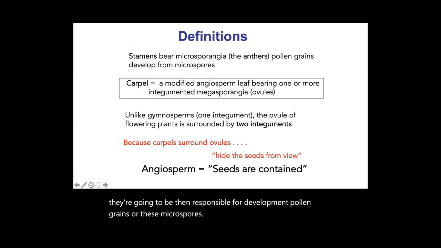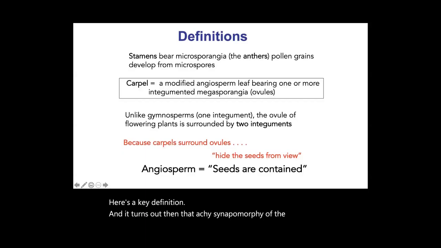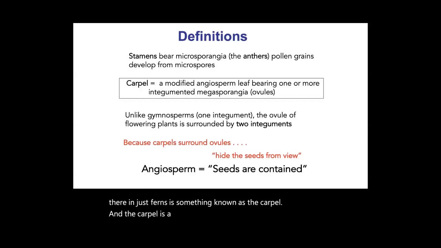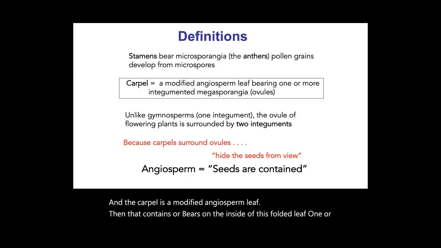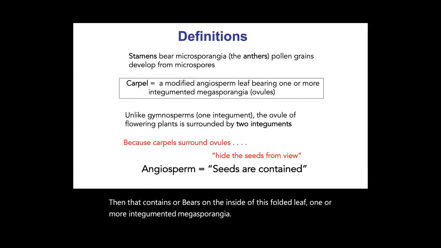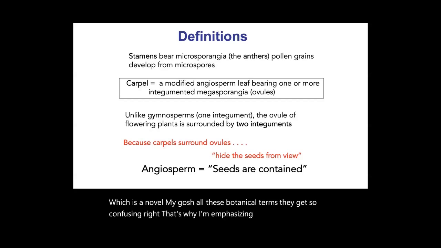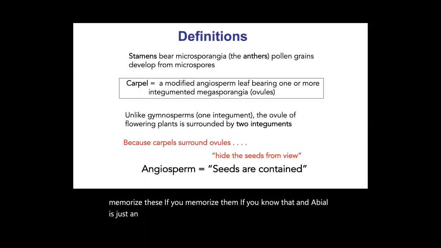Now, here's a key definition. And it turns out then that a key synapomorphy of the angiosperms is something known as the carpel. And the carpel is a modified angiosperm leaf that contains or bears on the inside of this folded leaf one or more integumented megasporangia, which is an ovule. Oh my gosh, all these botanical terms, they get so confusing, right? That's why I'm emphasizing it's important just to memorize these. If you memorize them, if you know that an ovule is just an integumented megasporangium, this makes sense.